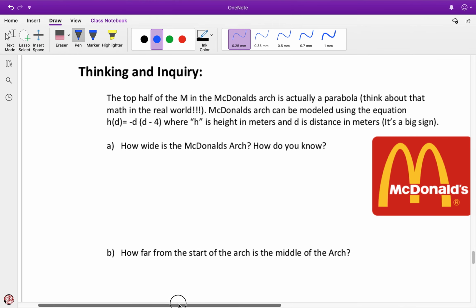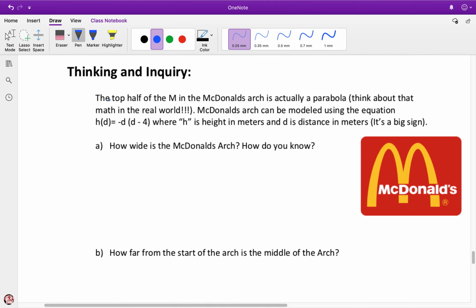This one here, I want to know how wide it is. And if you think about width, if I just drew a graph like this, you would consider the width the zeros, right? So I'm just asking a different way to ask for zeros. So how do we get zeros? Well, we need this side to equal 0.